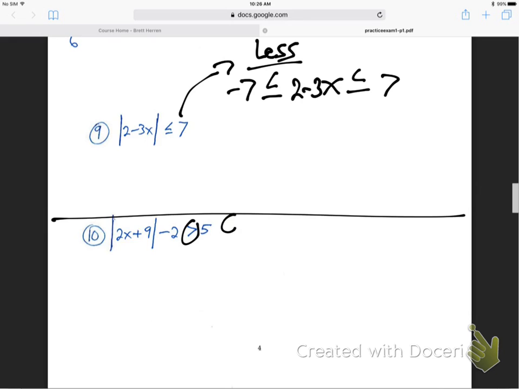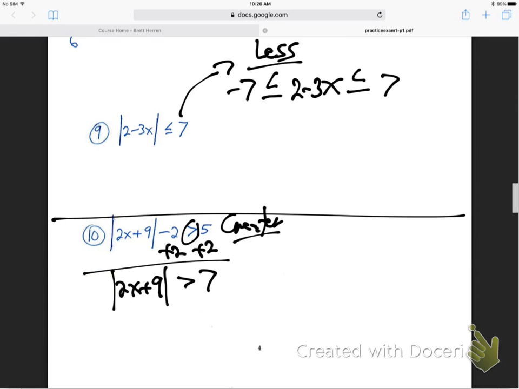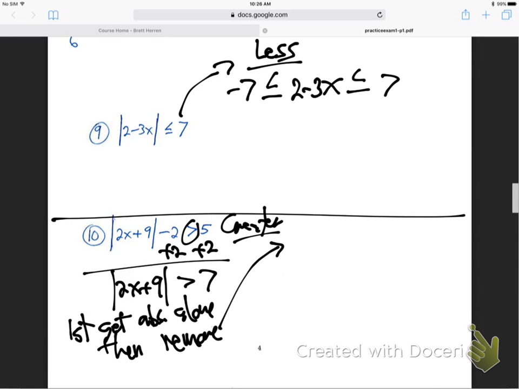The other one's greater. This is the greater case. The first thing you have to do is get rid of that too, huh? We always have to do that first, if there's something outside of the absolute values. We good to there? So first you get the absolute value alone, and then you go to removal. So first, get absolute value alone, then remove. So how do we remove?